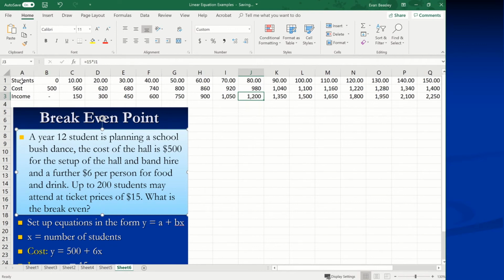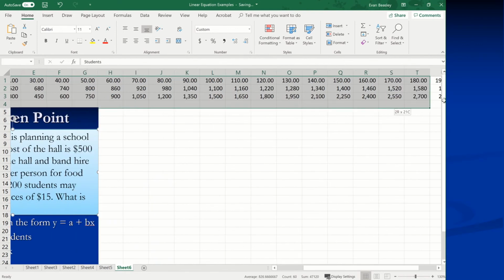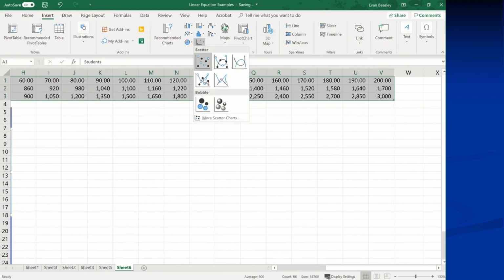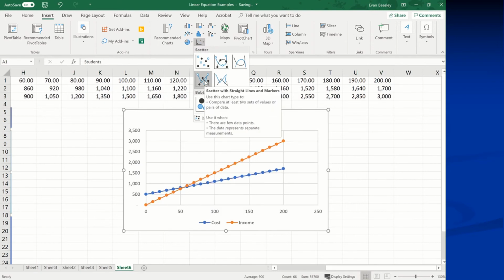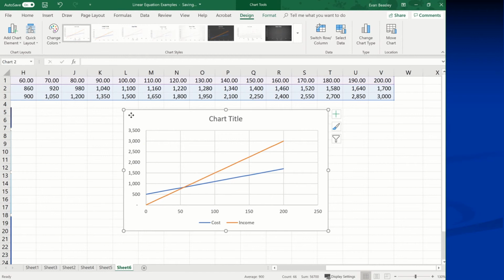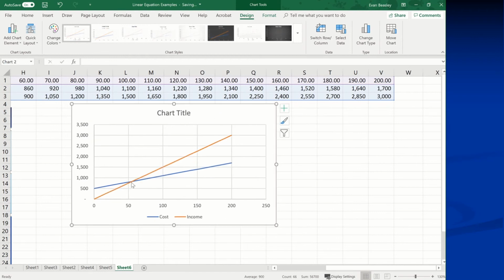And now we want to graph this. So I'm going to select all of this table. Now we just want to insert an XY scatter graph with lines, and that's probably going to be a bit nicer. Let's have a look at what we're saying. We're saying that the break-even point is the point at which the income and the expenses are equal. So that's our break-even point.